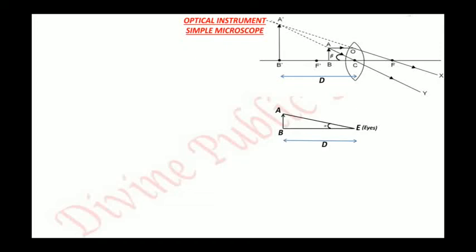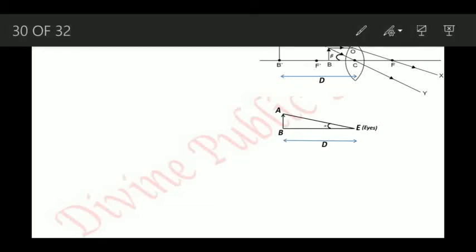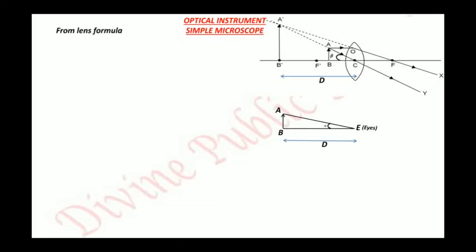From the thin lens formula, what are we going to have? From the lens formula, 1 upon f is equal to 1 upon v minus 1 upon u. Let us put the value. 1 upon f is equal to 1 upon minus D, because the image is at minus D only, minus 1 upon minus u. Now we multiply the whole equation by capital D. So we have D upon f is equal to D upon minus D plus D upon u.